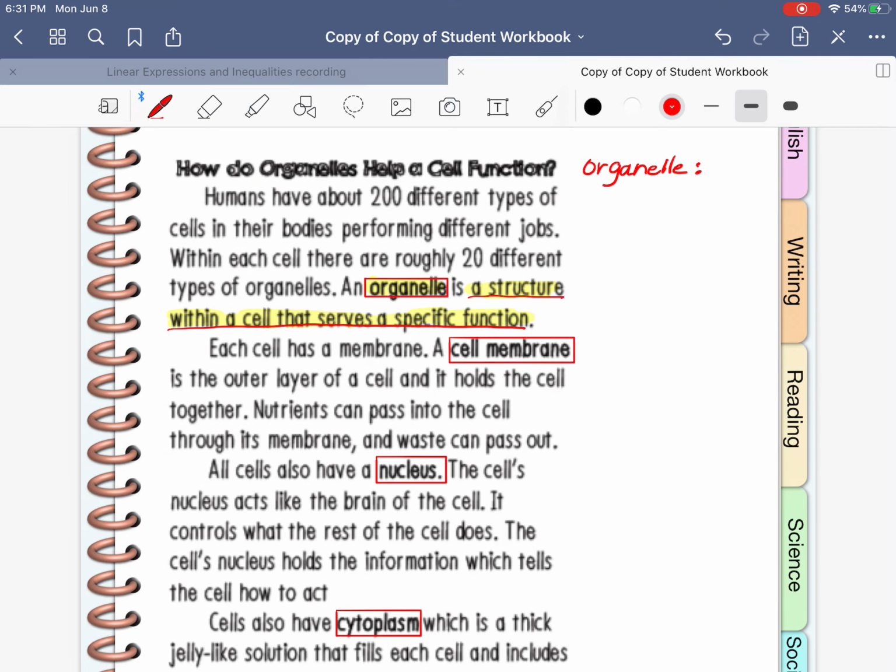I always thought of these as like little mini organs. Your brain is an organ in your body. A cell's brain is called its nucleus. So these are like the little organs inside a cell. It is a structure in a cell that serves a specific function. I would have said that performs a specific function.